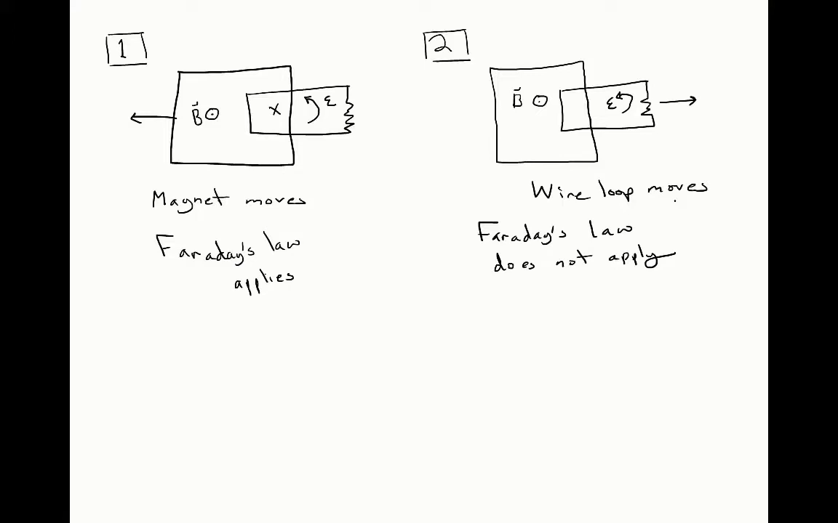So you have two situations that really seem like they should give you the same result, and they do give you the same result, but you have to use different laws to understand what's going on. Faraday's law applies to one, but not the other. Well, that's strange. Why is it that we get the same result in two situations that look similar, but the laws of electrodynamics do not apply to them in the same way?